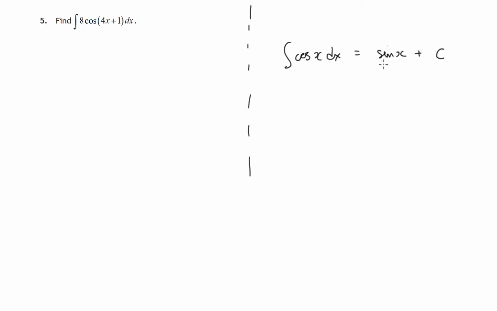Now you can always check integrations by differentiating back. If we differentiate sine x, we get cos x. Differentiating a constant, that disappears.